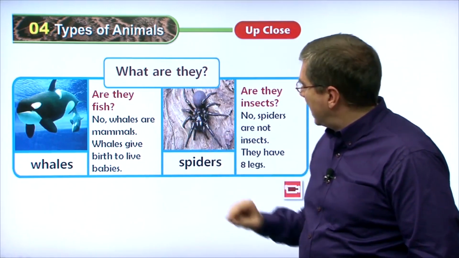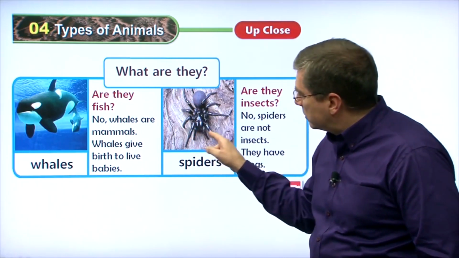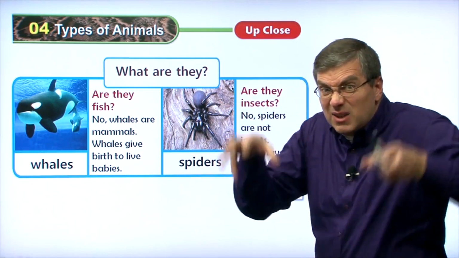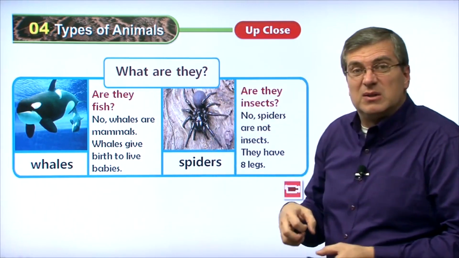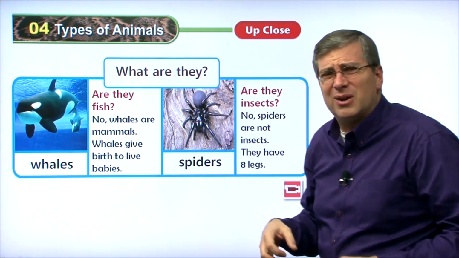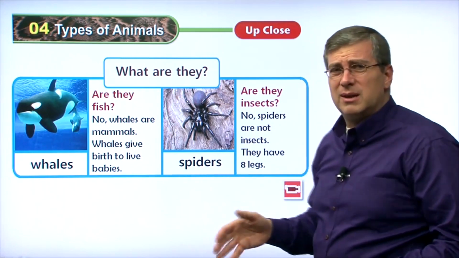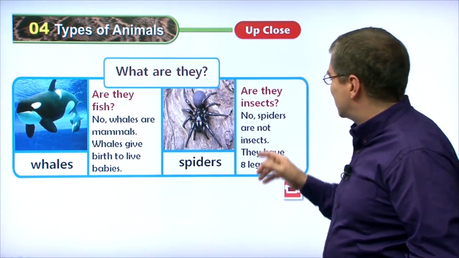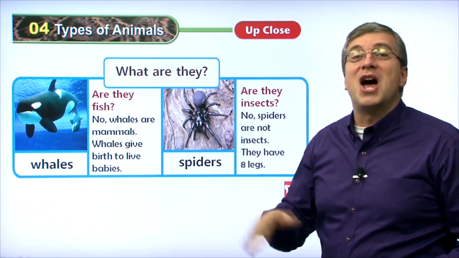5, 6, 7, 8. They have 8 legs. These 2 legs aren't really legs. They're kind of like fangs. They reach out and they grab prey. Spiders. Do you like spiders? They're kind of scary, aren't they? Okay, but they're small. Don't worry. They won't get you. Okay, so they have 8 legs. So spiders are not insects.